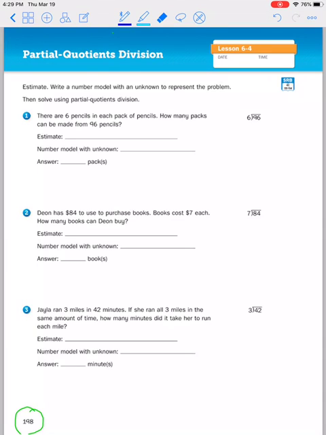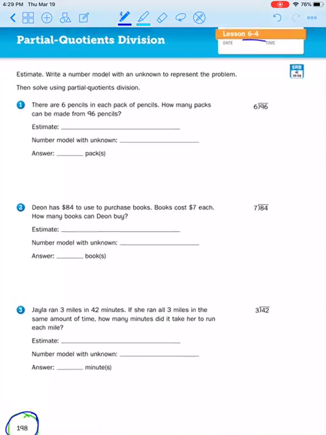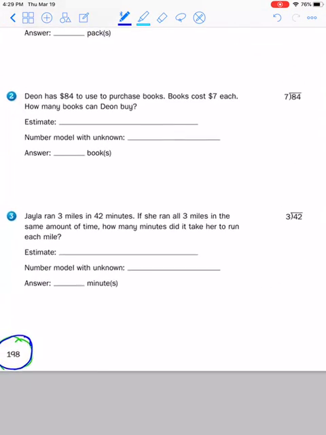All right, fourth grade, I'm here to go over some of the journal pages that you had for lesson 6-4 that you had to complete today. So if you want to follow along, I'm on page 198. Now, I already went over number 1 in my last video, so I'm really only going to focus on 2 and 3 and then the ones on the next page.